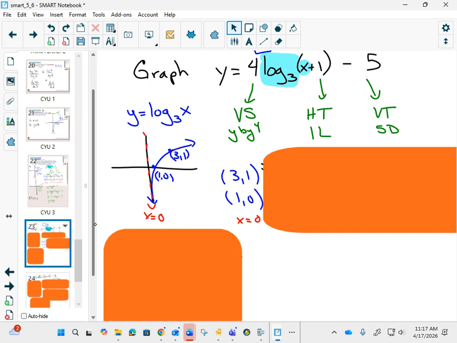Have you got your 2 points and your asymptote already? How many people are done? Couple? How many people are still working on this? Okay, I'll give you a little bit longer.